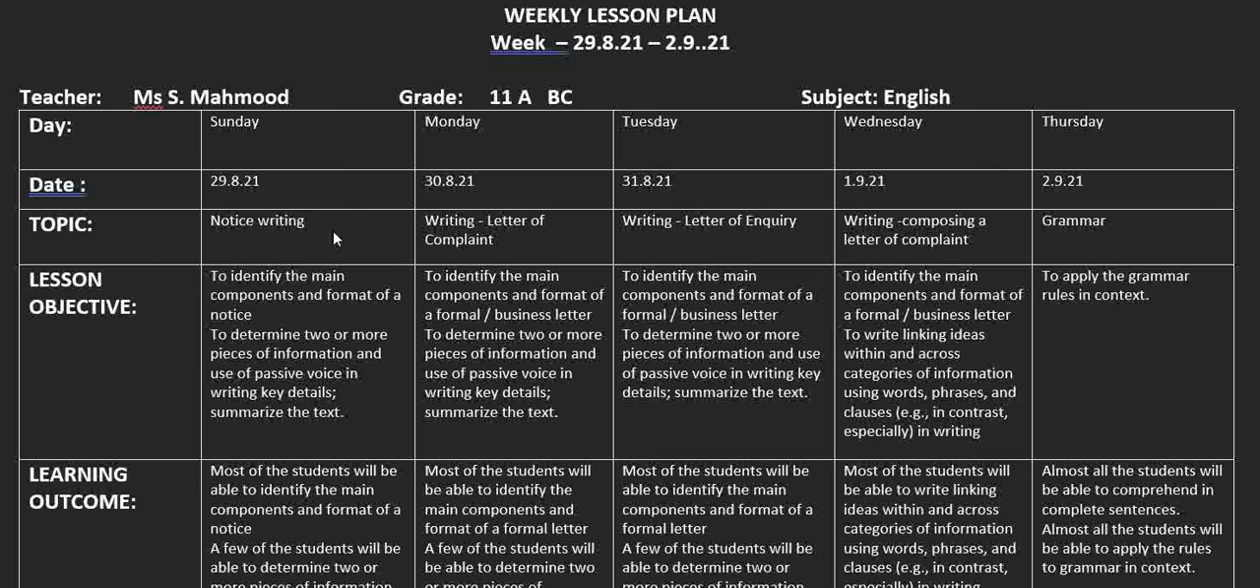The topics that are allocated for this week are mostly writing, that is, notice writing, writing a letter of complaint, a letter of inquiry, composing a letter of complaint, and then grammar in general towards the end of the week. The lesson objective is to identify the main components of the format of a notice, and to determine two or more pieces of information and the use of passive voice in writing key details and then summarizing it.